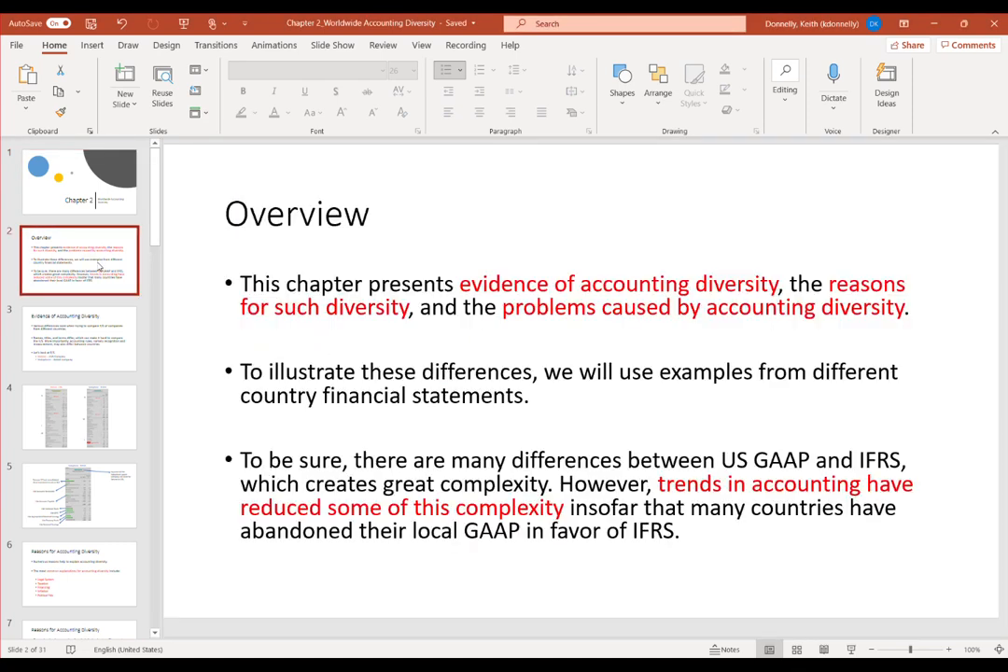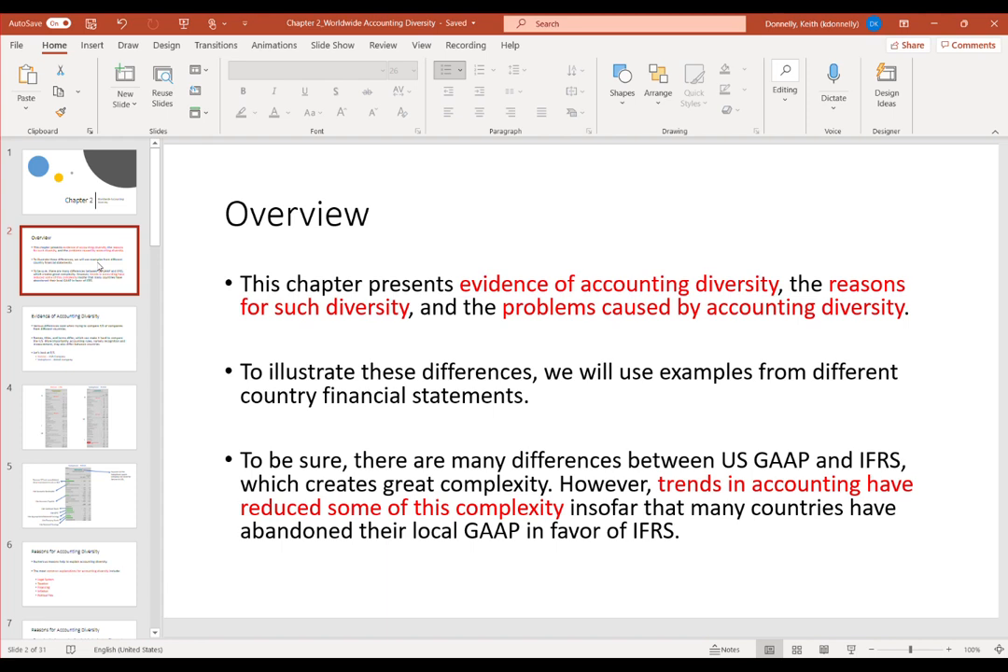So things we're going to look at in this chapter: some examples of accounting diversity, the causes and reasons for this diversity, and then problems that arise by virtue of having accounting diversity. We'll be looking at a couple of different financial statements from different companies and showing these differences. And we'll talk about the history of what has gone on between the different accounting systems, movements that they've made, where they currently stand.